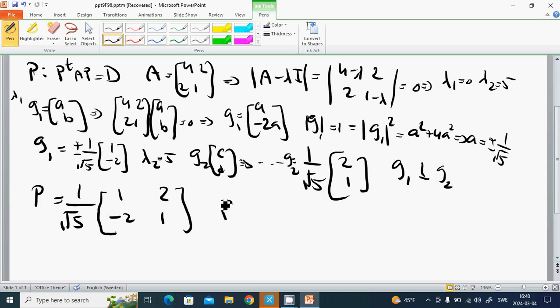And P transpose A P equals 0, 0, 0, 5. Then we put here this one, multiplied by this. Okay.